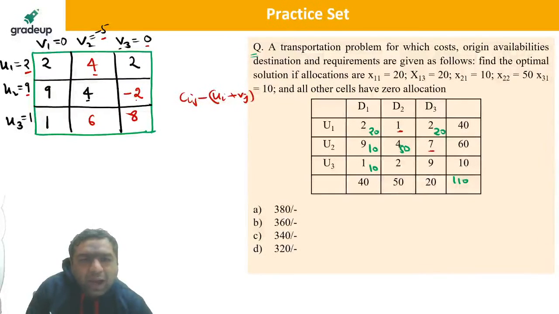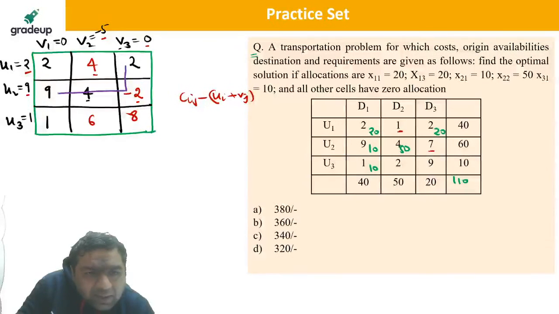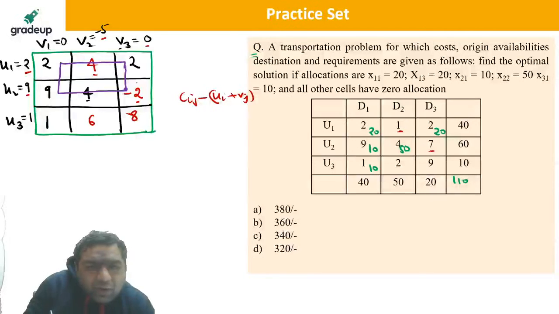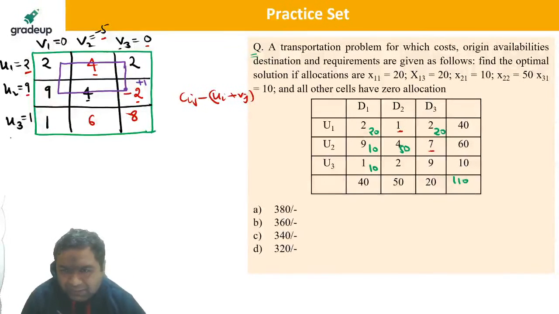So obviously you have to allocate here. For that you will be making a closed loop. If you remember, we have done it in the same way in the classes. Make a closed loop using horizontal and vertical lines in such a way that allocation should be there on all the corners except this one. So now when you are going to allocate 1 unit here, the cost will be saved by 2 rupees. Okay, so you can see here the allocation.